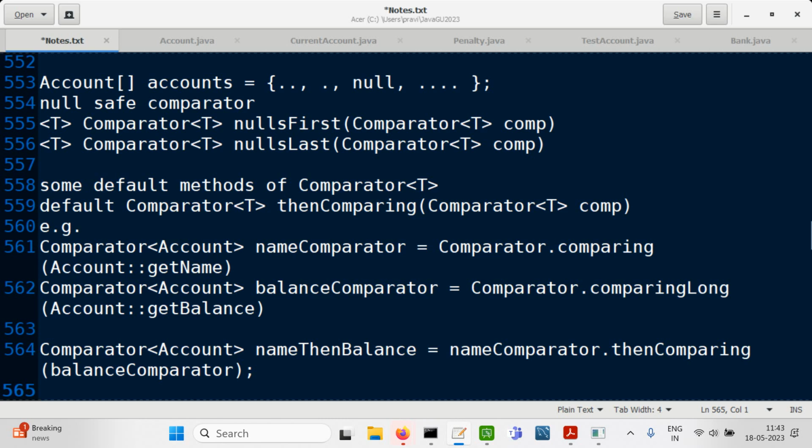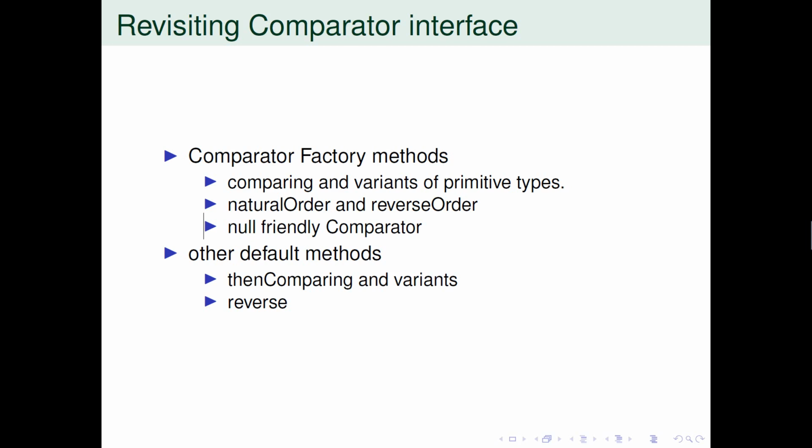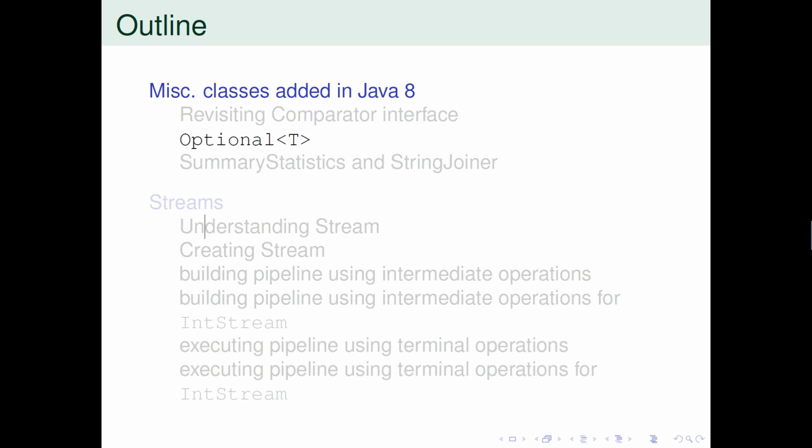So when you have a comparison to be done on more than one field, this is the way you might be able to do it. Okay, so these are some methods from the comparator, and there's a to-do for this, something which you should be able to do. I think whatever example I have taken, mostly it's on those lines.